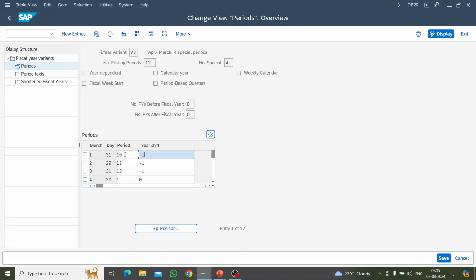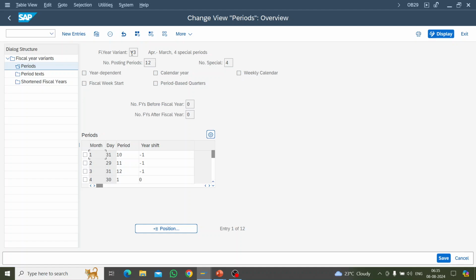But why does it say it is number 10, which is actually January? It should be number 1. The main point here is it is not a calendar year. That is why the first month need not be the first period, which happens in case of a calendar year, but it will not happen in case of a non-calendar year. And this one is specifically meant for India.